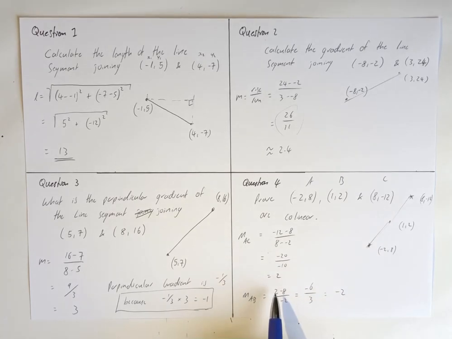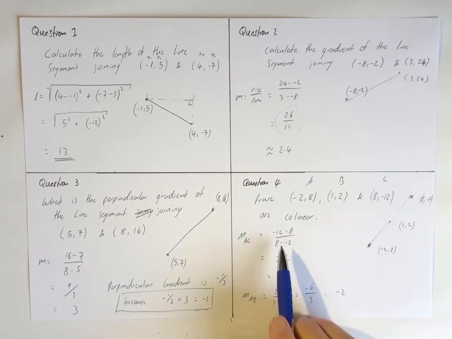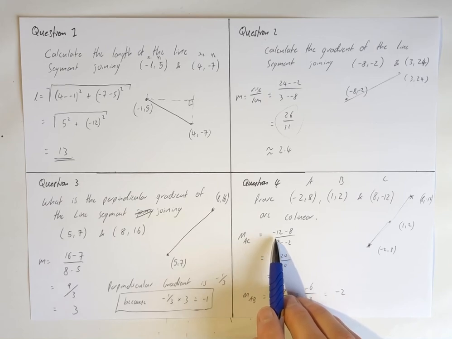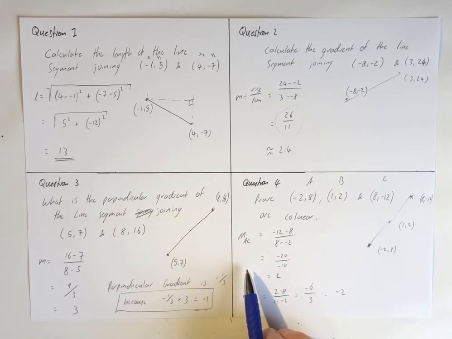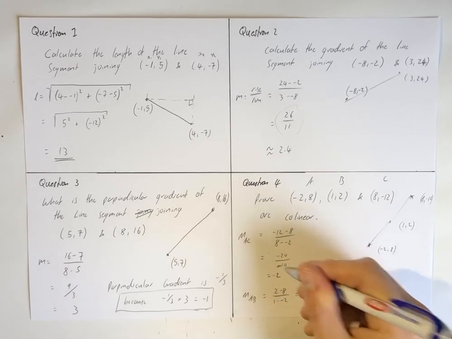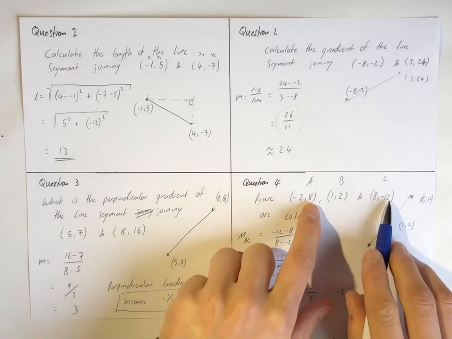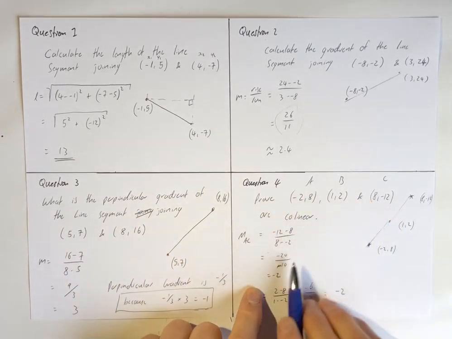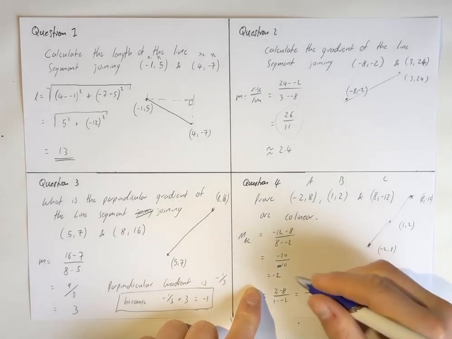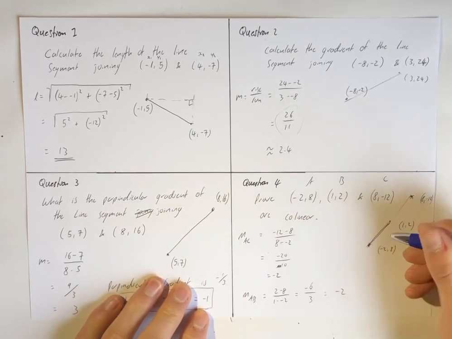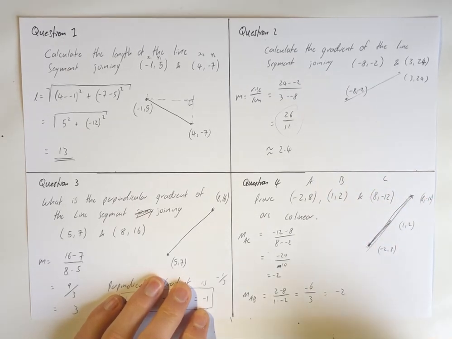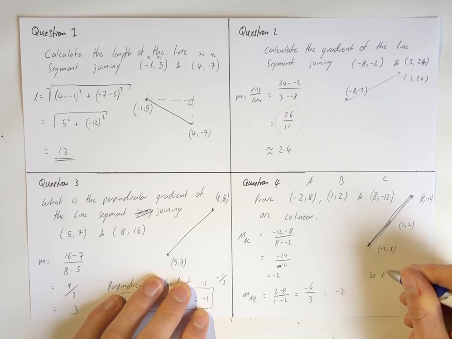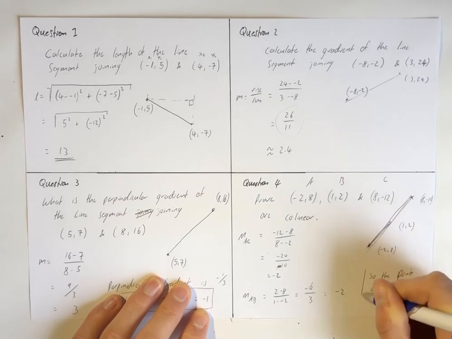Oh, here. Yeah, negative 2. That should have been a positive. So negative 12 take away 8. It's negative 20. But then I've got 8 take away negative 2. And that's positive 10, not negative 10. So yeah, this gradient and this gradient all the way through are the same. So the points are collinear. Nice.